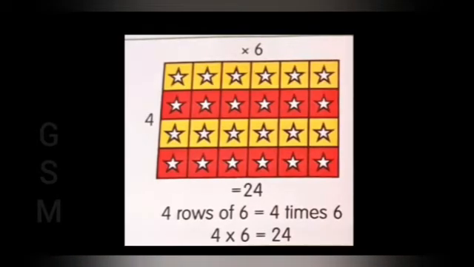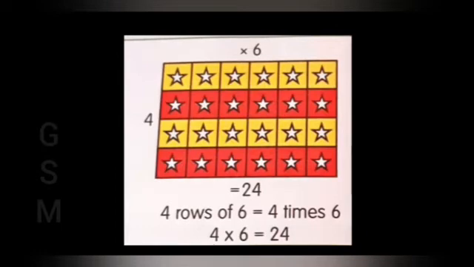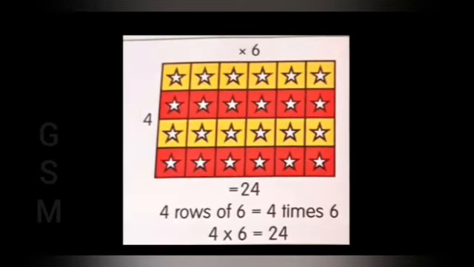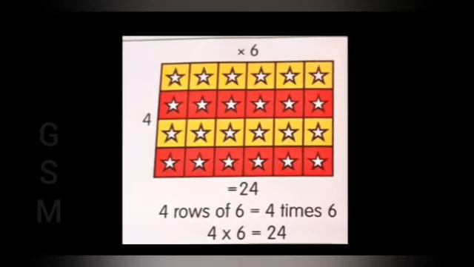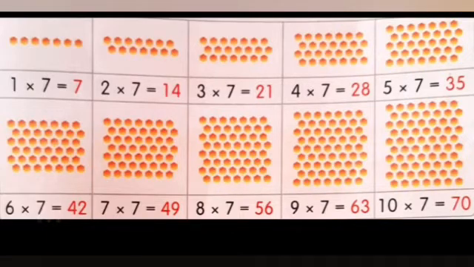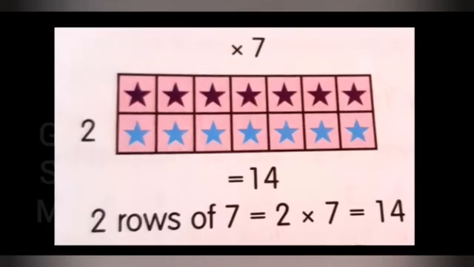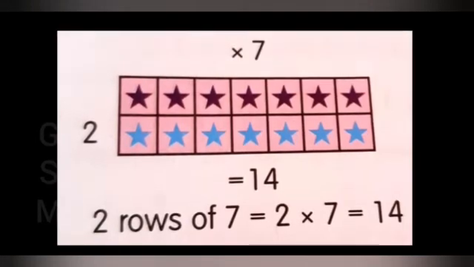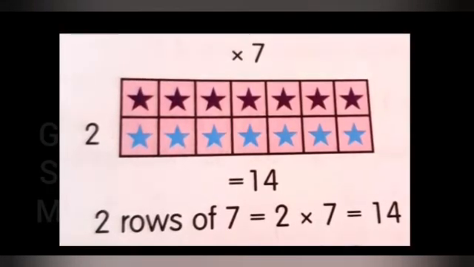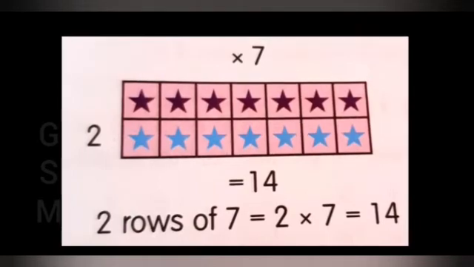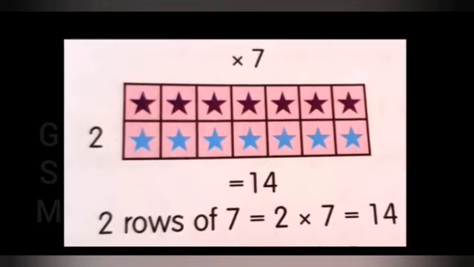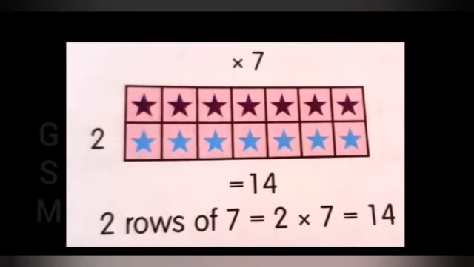And the next is 4 rows of 6. So 4 rows of 6 means 4 sixes are 24. Okay, next we can also skip count by 7 to find the table of 7. 2 into 7 means that there are 2 rows of 7 things each. So there are 14 things in total.